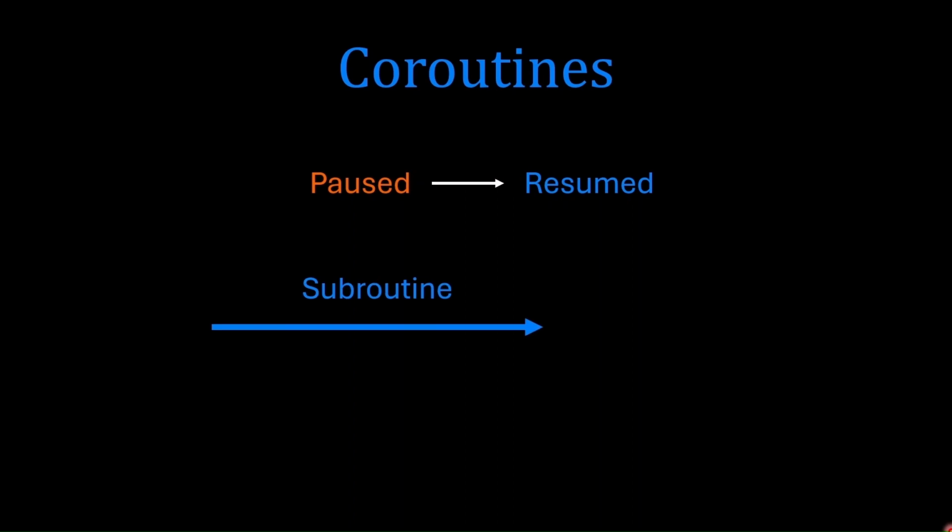Hello everybody and welcome to this video on coroutines. Coroutines are functions that allow execution to be paused at some point in time and then resumed from that same point later on. When dealing with the execution of two traditional functions, the first function would be executed in full, then after it is complete, the second function would execute.